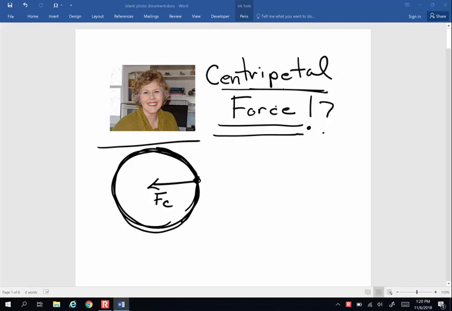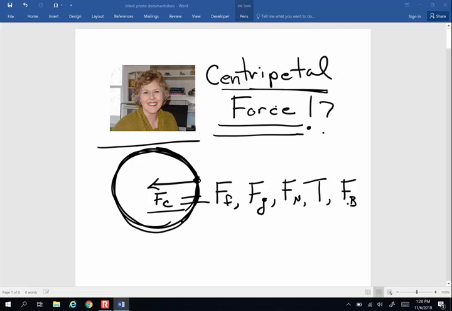The thing that makes this sort of tricky is the fact that centripetal force is actually caused by one of the other forces that you and I have already been dealing with. Friction force, sometimes it's gravity, sometimes it's going to be normal force, tension in a string, and even in some situations it's going to be electricity or magnetism.